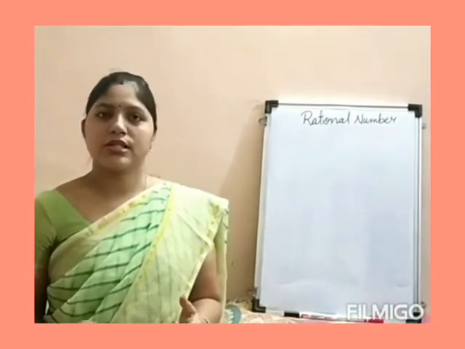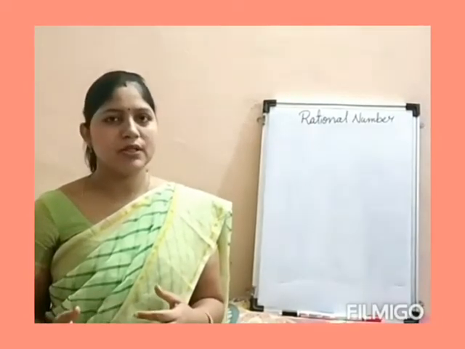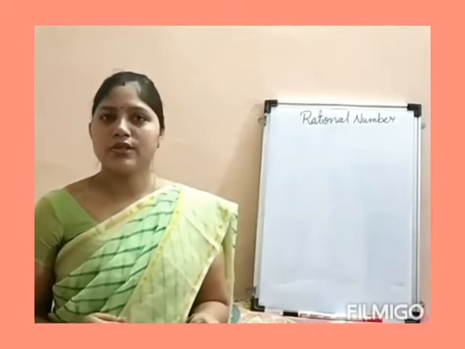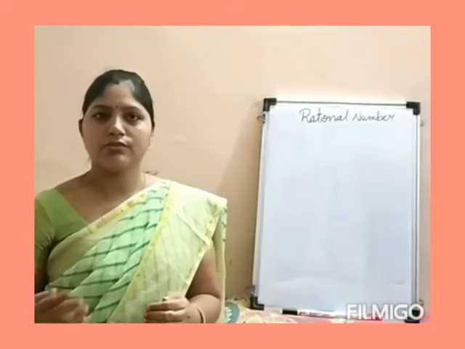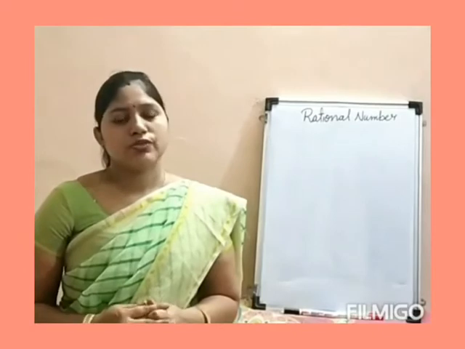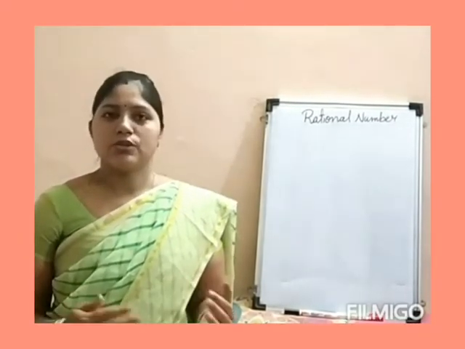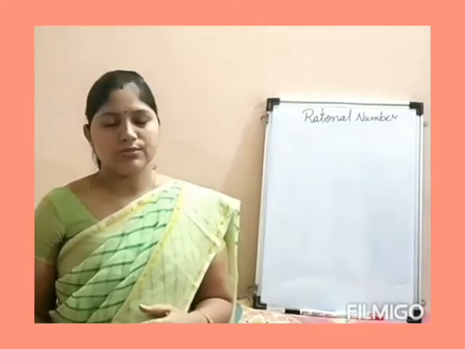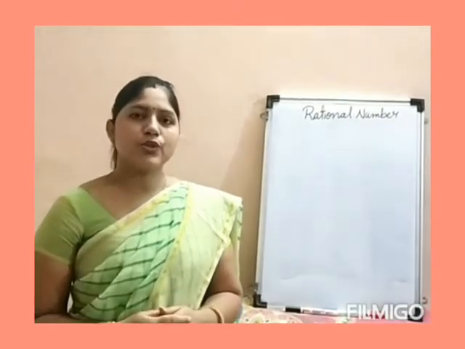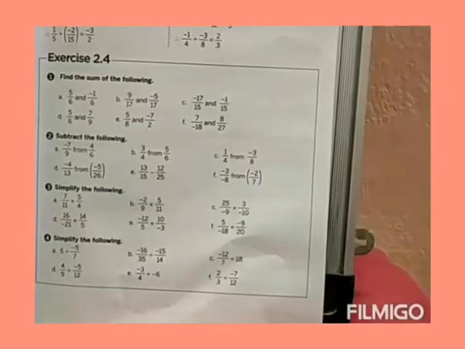First, I'll give you exercise 2.4. That is very simple. You all are doing that kind of exercises from 4th, 5th and 6th. So first we will do exercise 2.4. Then we will discuss terminating and non-terminating decimals. Then finally we will do 2.4. So let's see the questions of exercise 2.4.